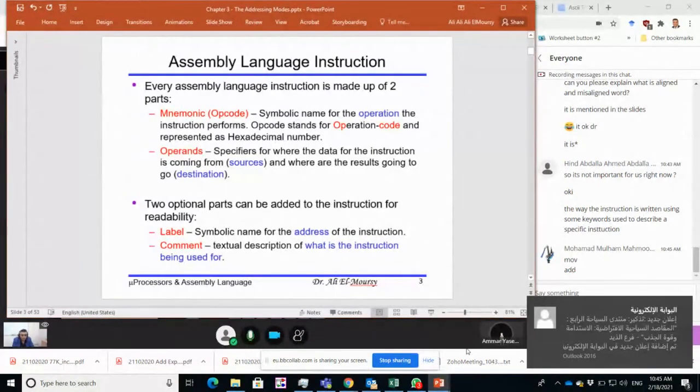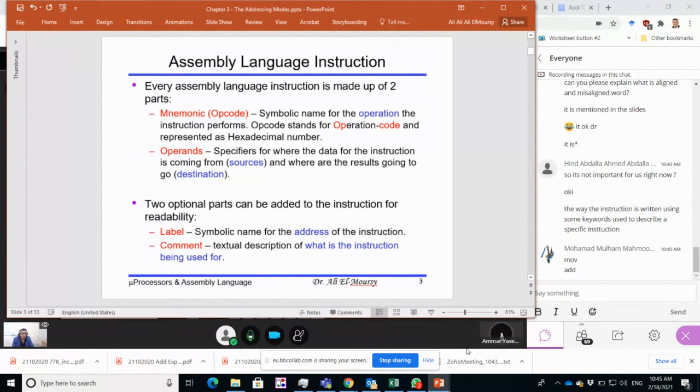For subtract, I will use SUB. For multiply, I use MUL. So this is what's called the mnemonic. The mnemonic is 3 or at maximum 4 letters that is descriptive enough for the assembly programmer to understand what instruction is written here. It's a humanly readable format for the instruction.